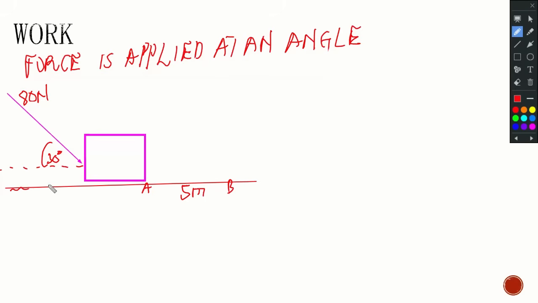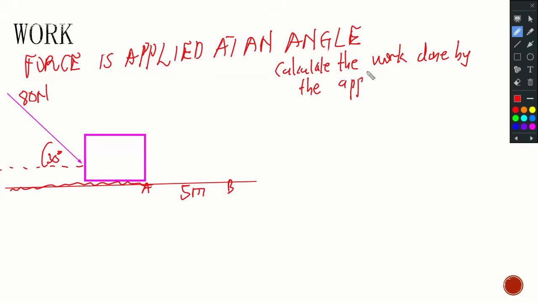Okay, and then the question says, calculate the work done by the applied force. Let's say the block is 8 kg, right? So obviously here to calculate that, we'll say work done by force applied. And then there will be force applied, delta x, and then cos theta, right?